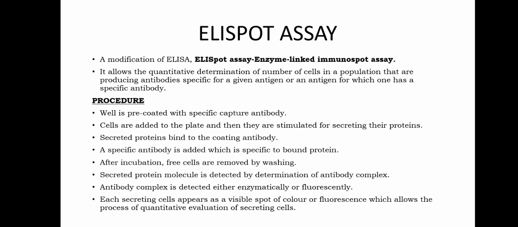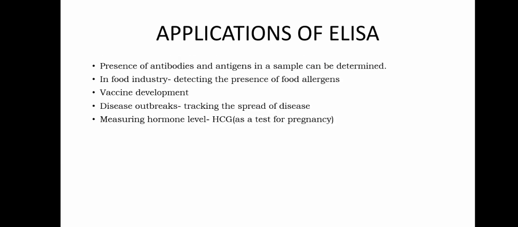The antibody complex is detected either enzymatically or fluorescently. Each secreting cell appears as a visible spot of color or fluorescence, which allows quantitative evaluation of secreting cells. Applications of ELISA.